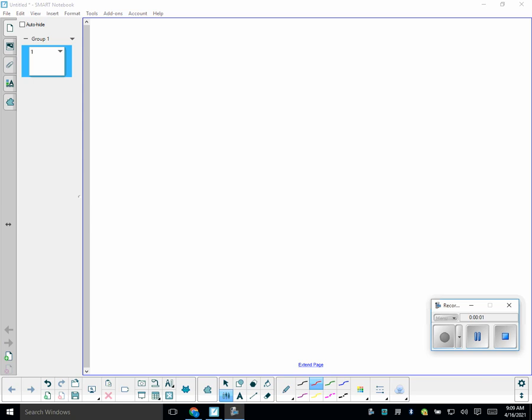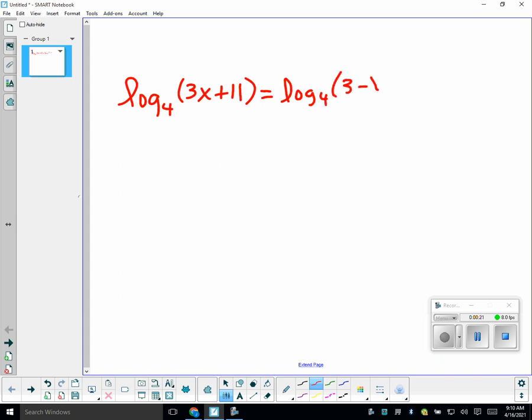log base 4 of 3x plus 11 is equal to log base 4 of 3 minus x.